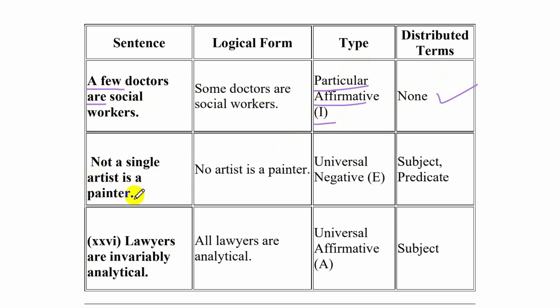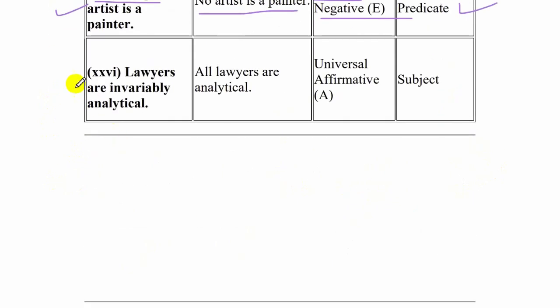None of the terms are distributed in I. Not a single artist is a painter. Not a single means no. No artist is a painter. No S is P. I'm going a little faster now, so you should be able to catch up with me. Universal negative, E type proposition. Both subject and predicate are distributed terms in E type proposition.